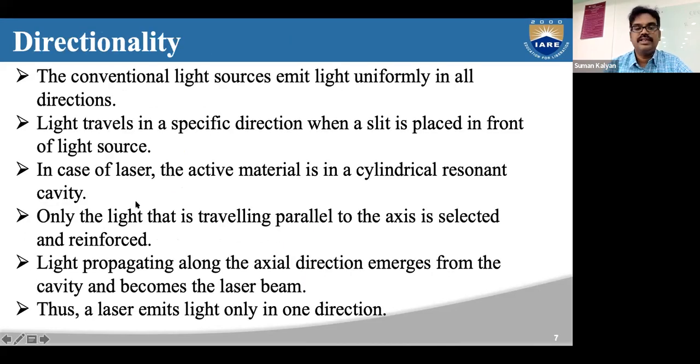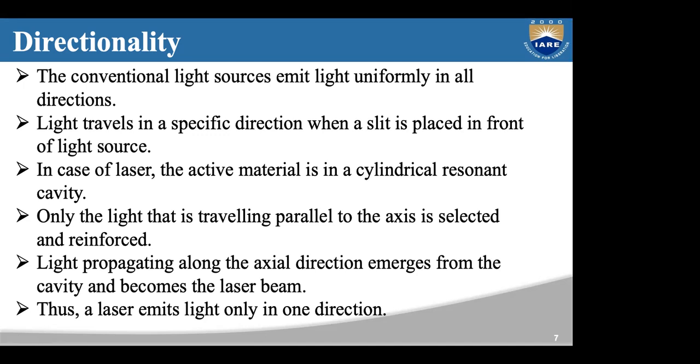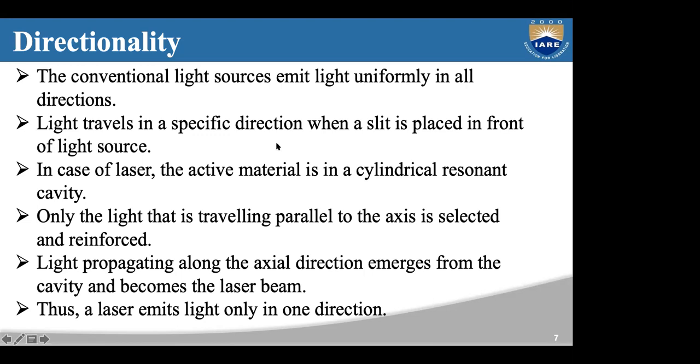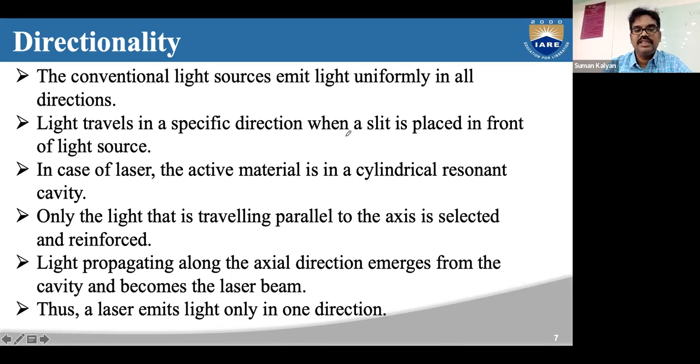So the first one is directionality. The conventional light source emits light uniformly in all directions. But light travels in a specific direction when a slit is placed in front of it. All of you have done diffraction experiments, right? Some of you have done diffraction grating, and some of you have done the single slit experiment, right? What happens there is light travels in a specific direction when a slit is placed in front of the light source. So what does that mean?